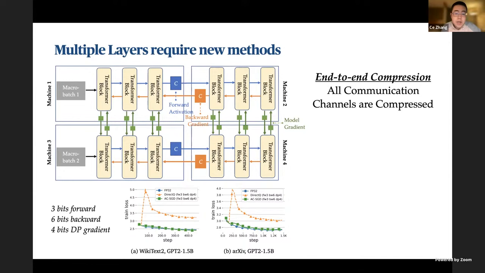The orange curve is where you compress your forward activation in a direct way without compressing the difference. As you can see, with the same compression ratio, it performs slightly worse compared to the full precision setting.